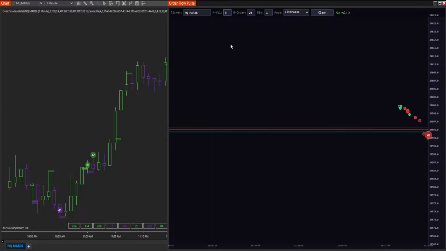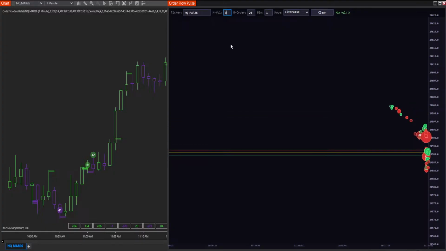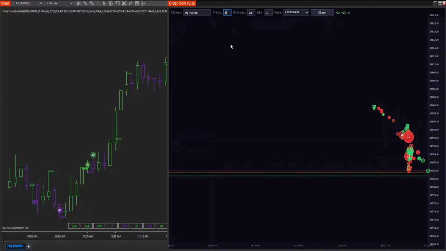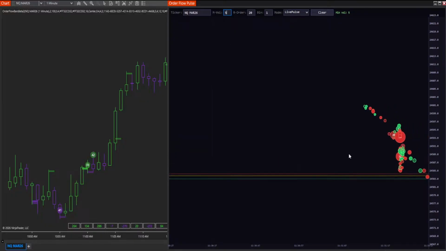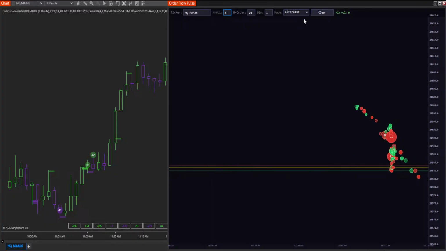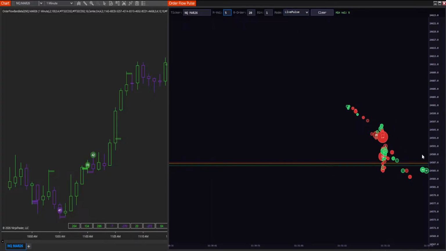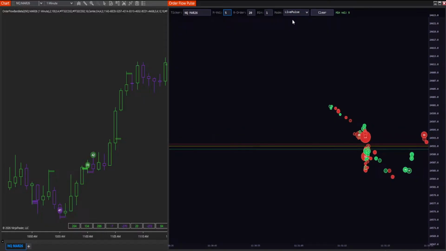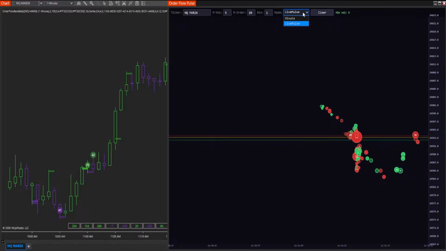Minimum volume for that bubble to show will be 3, that seems pretty decent. I mean, 5, let's see what 5 does. 5 kinda does it pretty decent. We also have live pulse. This shows you the bubbles update within 100 milliseconds. You have live pulse right here of a minute.